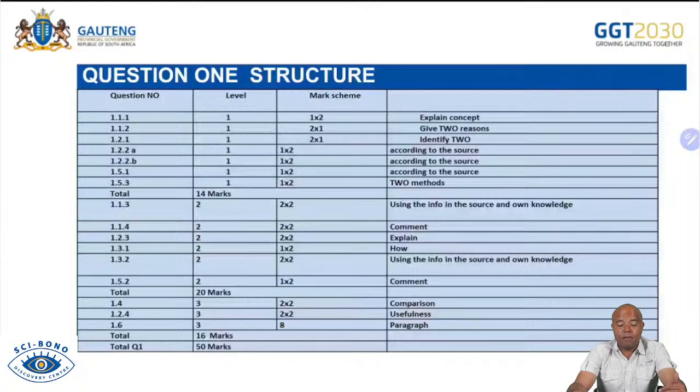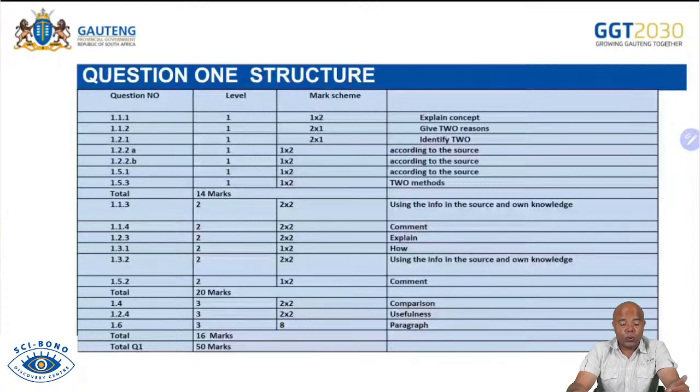So when we move now to level 2 questions, level 2 starts 1.1.3 up until 1.5.2. When we look at the mark scheme, which is the mark allocation, we can see, yes, 1.3.1, it is 1 times 2. When we look at the questions being posed, it says use the information in the source and own knowledge, comment, explain how using the information in the source and your own. Now, this is important. Use the information in the source and your own knowledge. When we look at the mark scheme, 2 times 2.